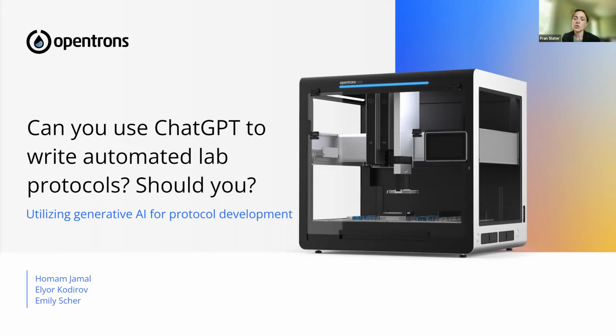And today we're going to talk about using large language models such as ChatGPT to write automated protocols for Opentrons robots.